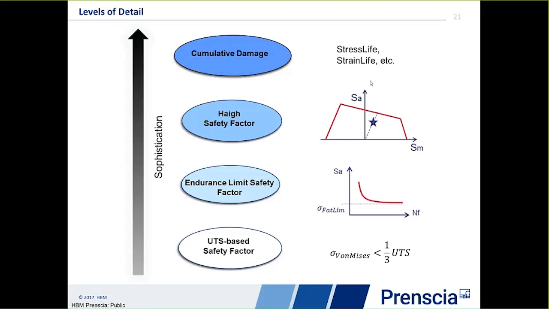We're going to look at these last two here. One where we're using constant life diagrams to estimate a stress-based factor of safety, looking at the full stress state in terms of amplitude and mean, as well as accumulated damage.